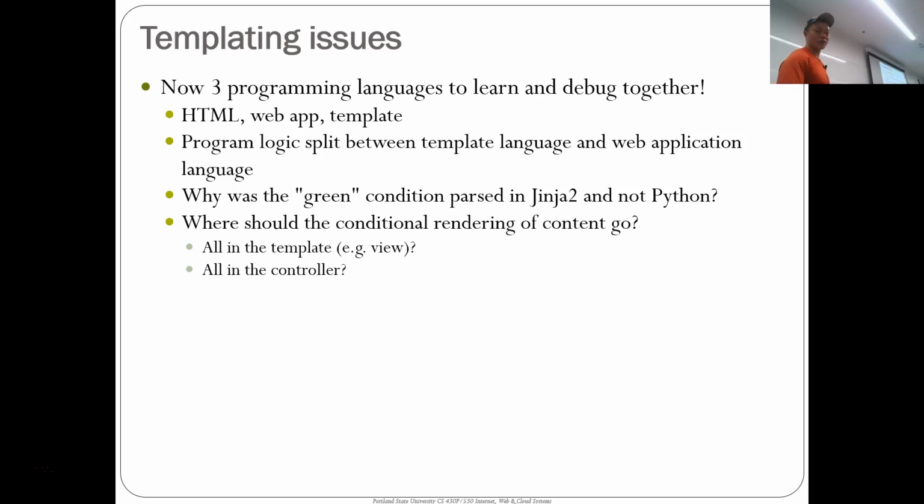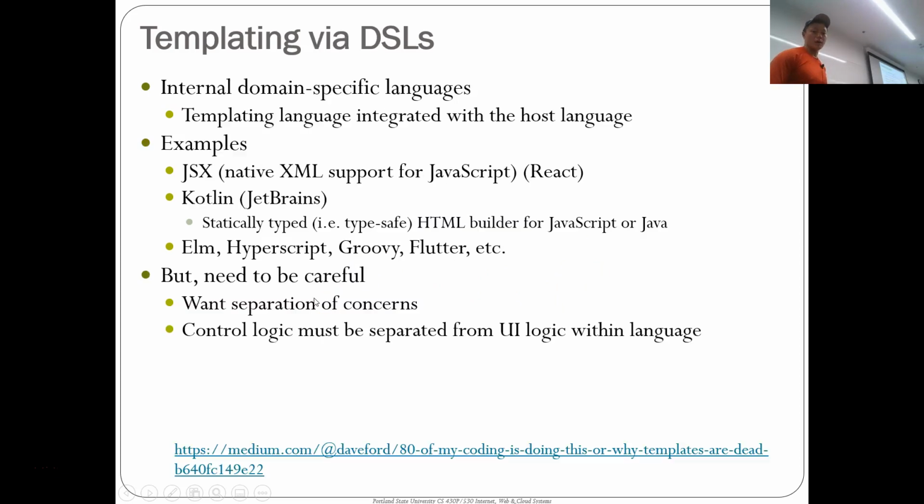Where should the conditional rendering of content actually go? Do you want it in the template, or do you want it all in the controller? And this motivates templating via domain-specific languages, where the DSL is built into the programming language itself. So you will see stuff like JSX, where you're basically building the template from within your JavaScript program. And these are systems that do this in JavaScript, where they're trying to take away the complexity of having a separate templating system. That is the idea.